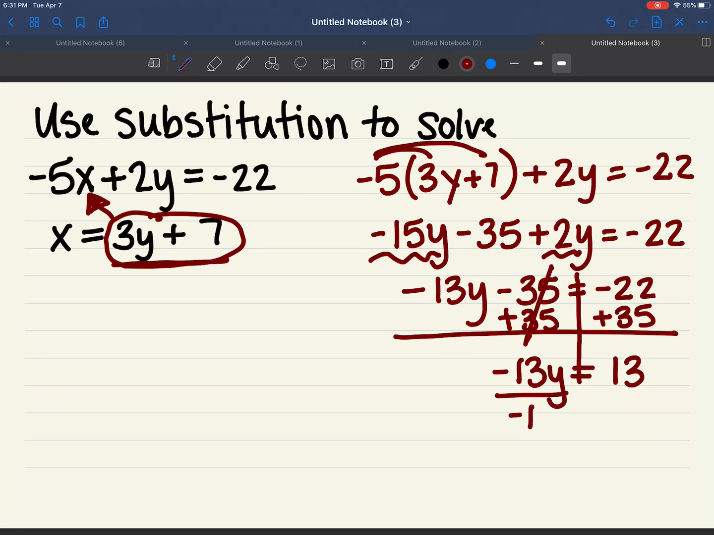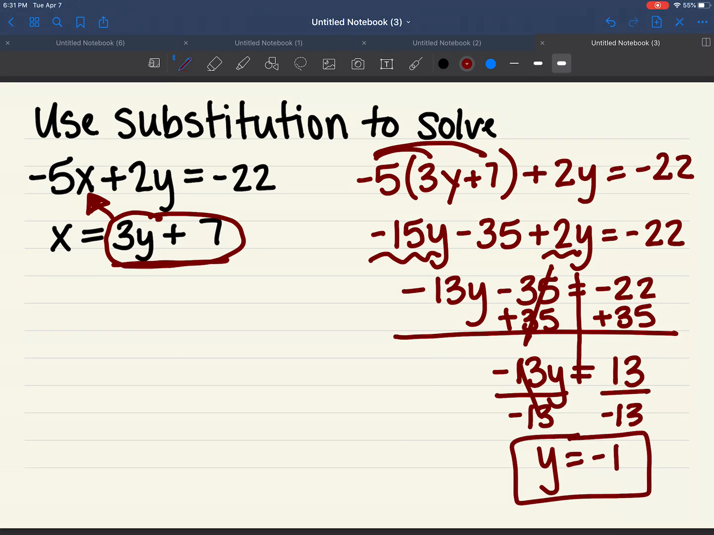Alright, and then my last step to get y by itself is just divide both sides by -13. When I do that, I'm going to get y is equal to -1. Alright, so again, I'm close to being to my answer. I got the value for y, now I just need a value for x. Just like earlier, it does not matter which one you choose to plug that into, but notice the bottom equation has x by itself, so that's going to be your easiest one to substitute back in for.